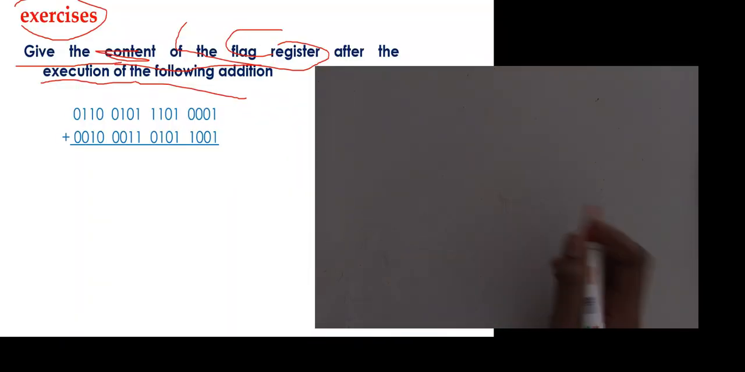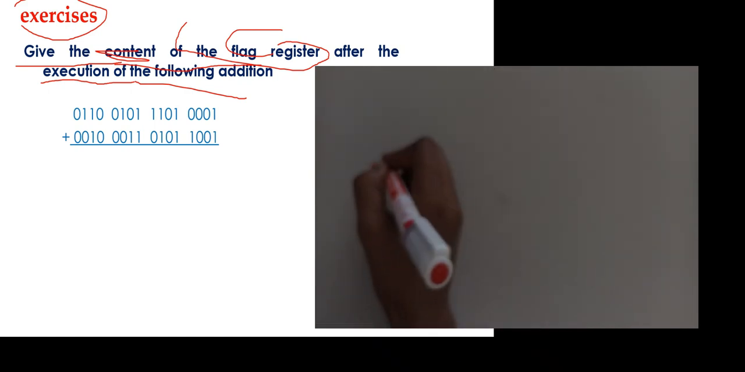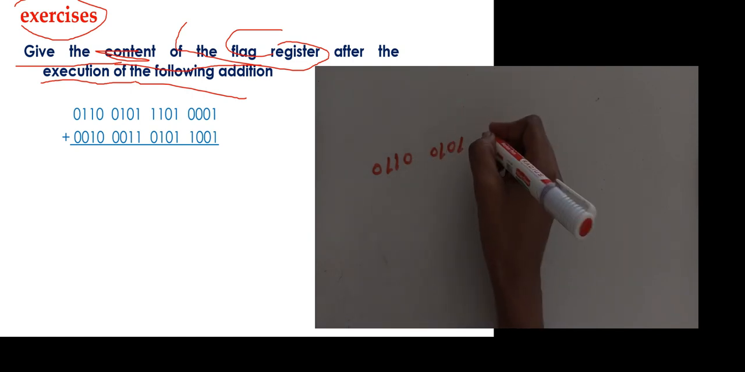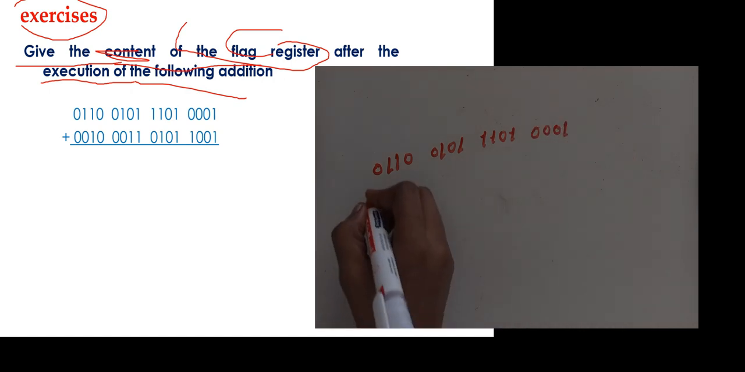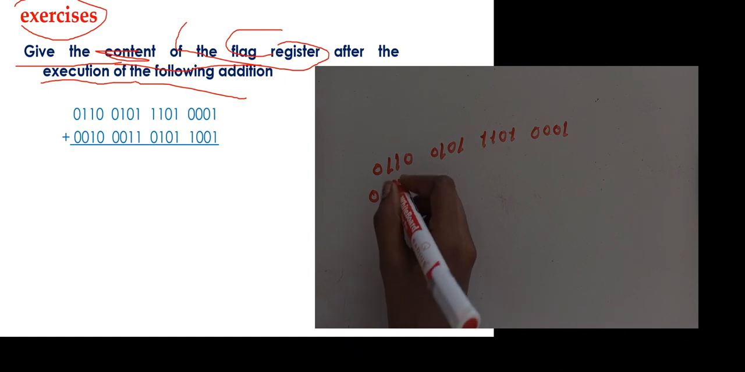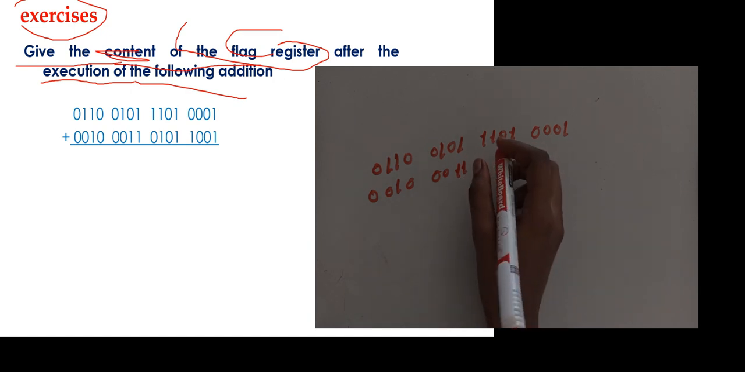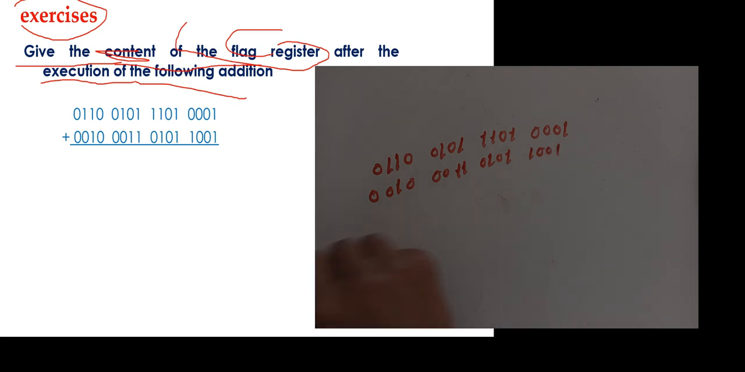So the values are given: 0 1 1 0 0 1 0 1 1 1 0 1 0 0 0 1 0 0 1 0 0 0 1 1 0 1 0 1 1001. These are the given values with an addition operation. So let's add them.